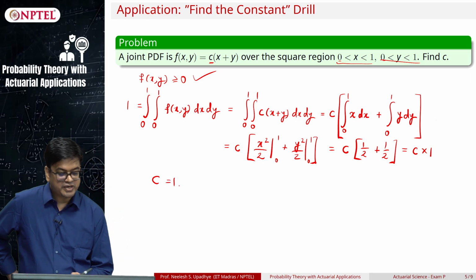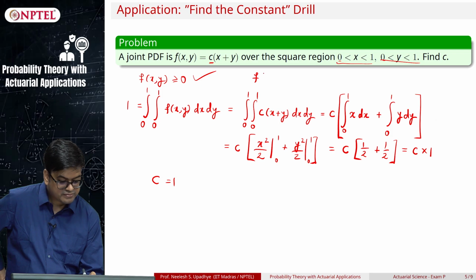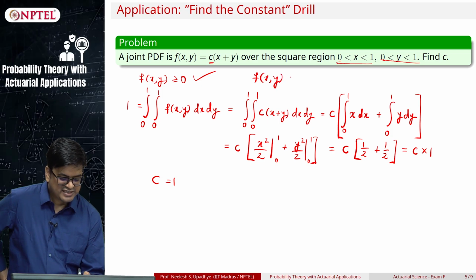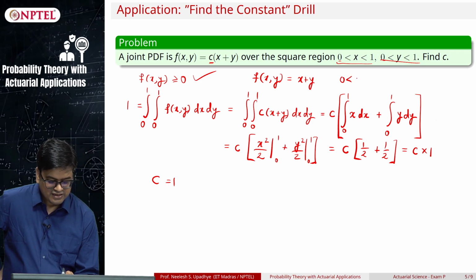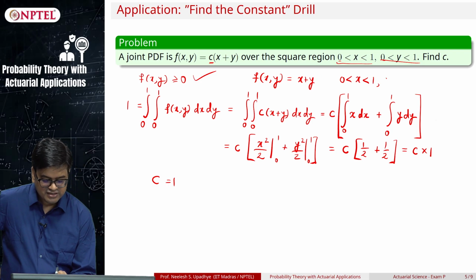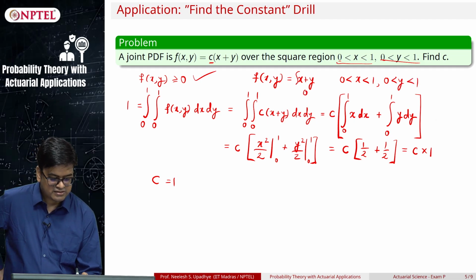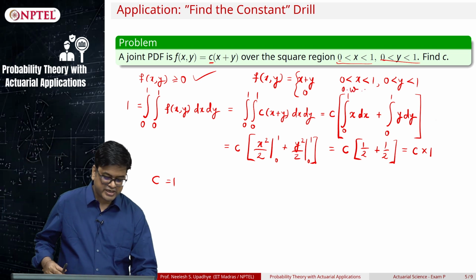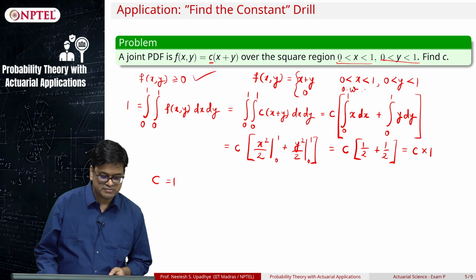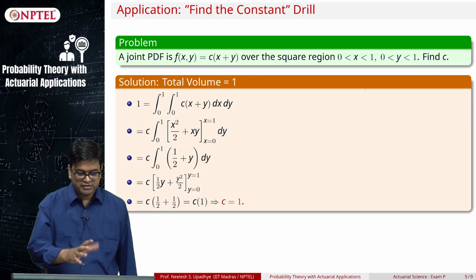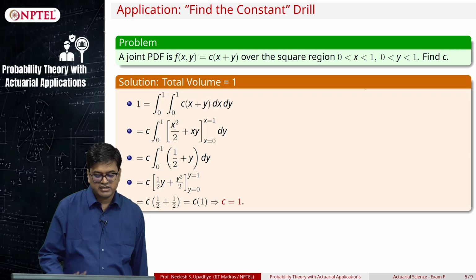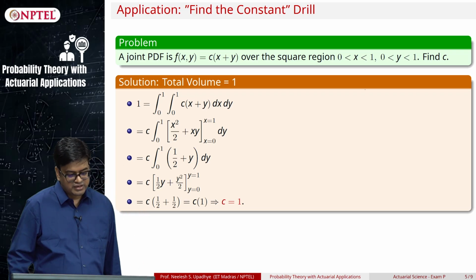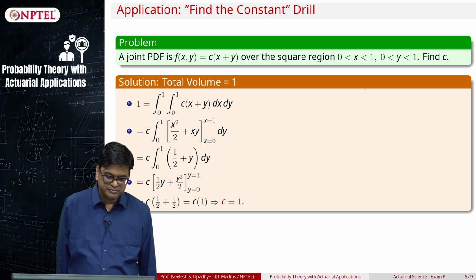So, what is my PDF then? f x y is equal to x plus y over the region 0 less than x less than 1, 0 less than y less than 1, and 0 otherwise. Let us see the printed answer whether it matches with our answer. Yeah. I have done all the calculations in a slightly different manner, but you can understand both are the same.